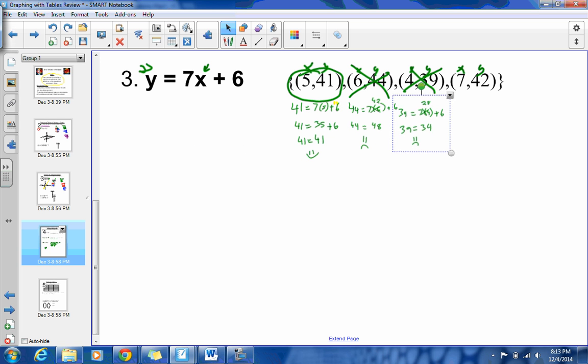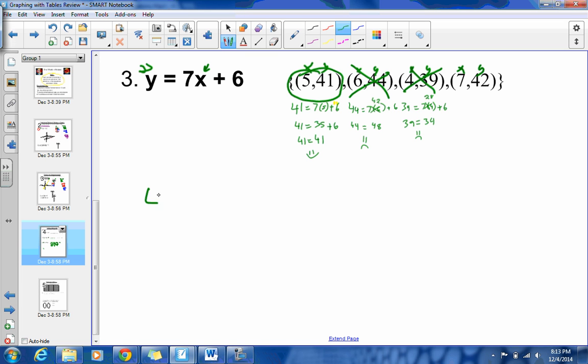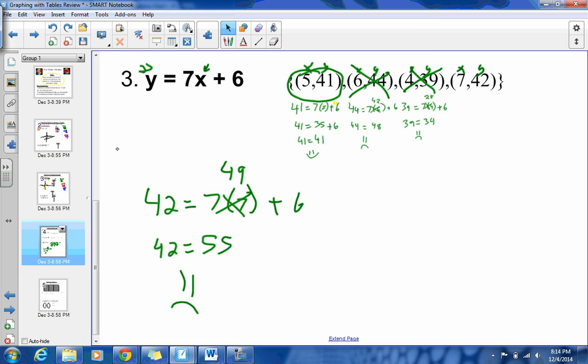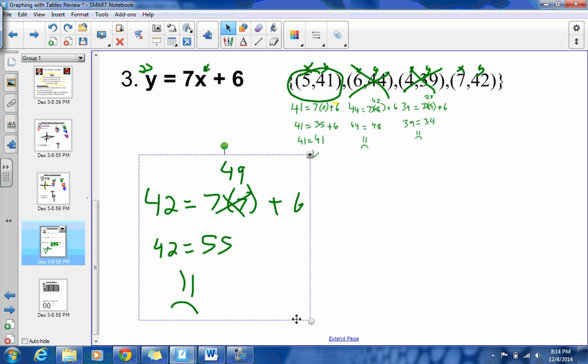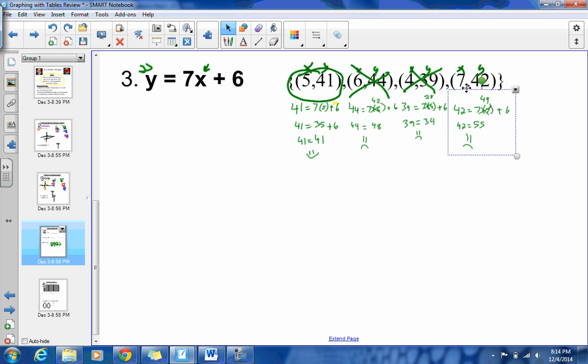And then the last thing we need to do is the point 7, 42. So our x is 7 and our y is 42. That means 42 equals 7 times 7 plus 6. 7 times 7 is 49. And so 42 equals 49 plus 6, or 55, not equal. So we can cross that out. That one is not part of the solution set.